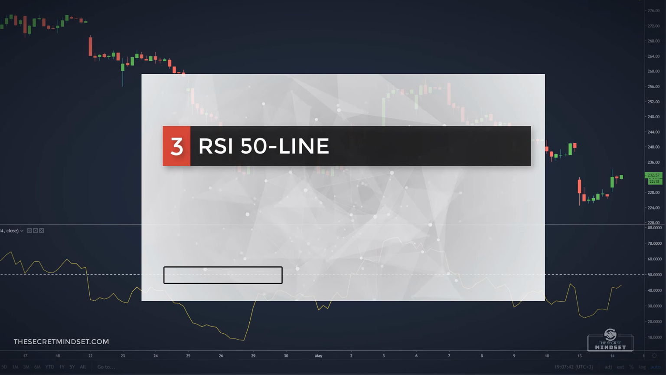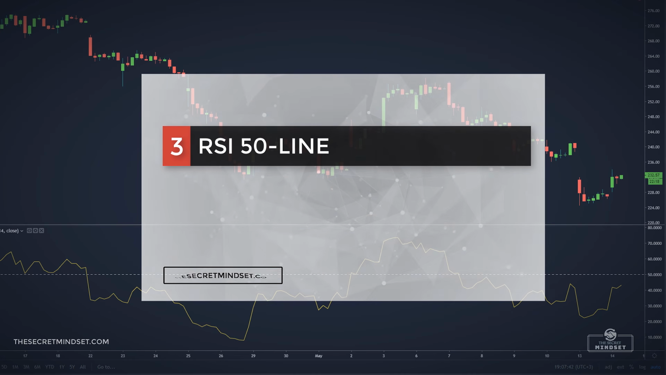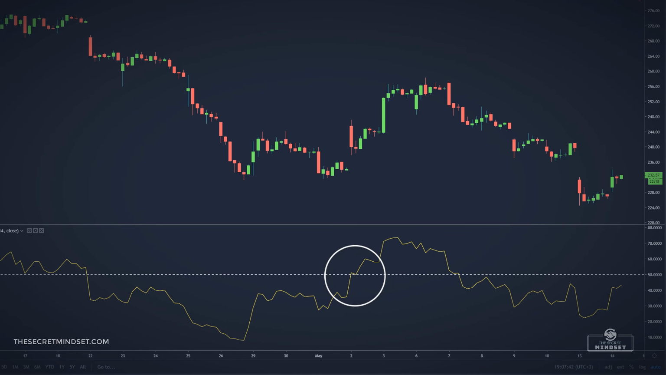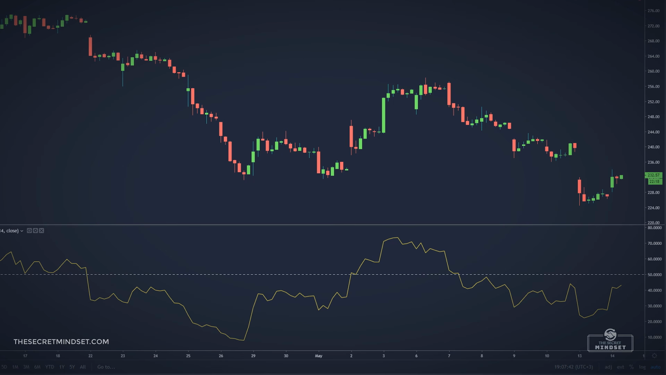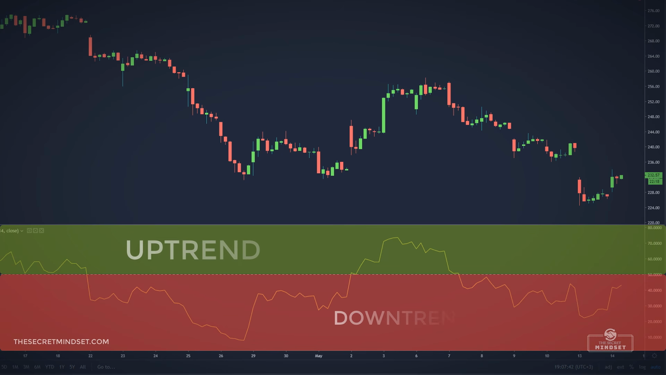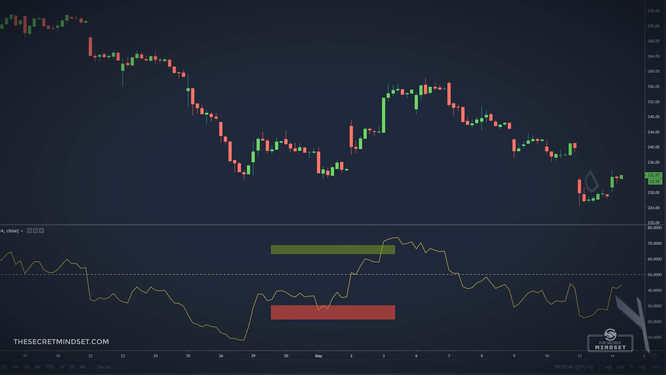Another way to trade RSI is to take signals around the 50 level. When the RSI crosses above 50, a buy signal is generated, and when RSI crosses below 50, we have a sell signal. This leads some people to think when RSI crosses the 50 level to the upside that the trend is up, and when the RSI drops below the 50 level that the trend is down.